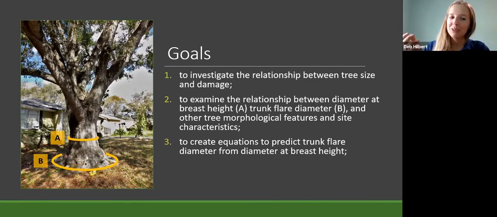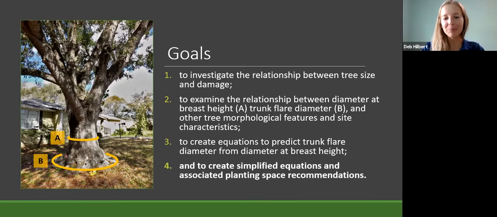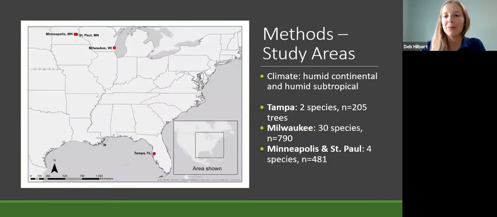And then, of course, we wanted to take our findings and create equations, because that's where the really useful part of this research comes from: being able to predict your trunk flare diameter. And then what I'm going to show you at the end of the presentation is actually creating recommendations from those equations. So this research was conducted in 3 different communities in 2 different regions of the United States.